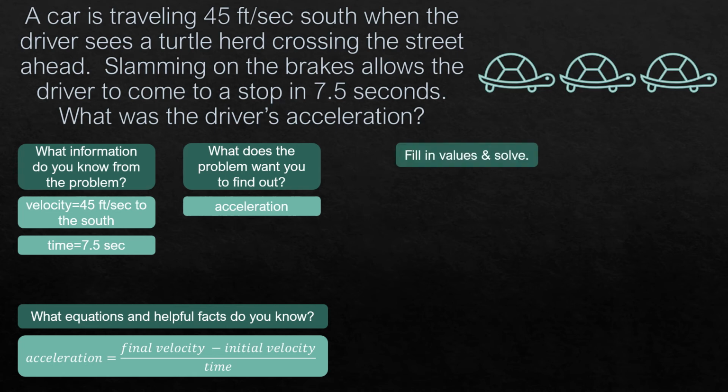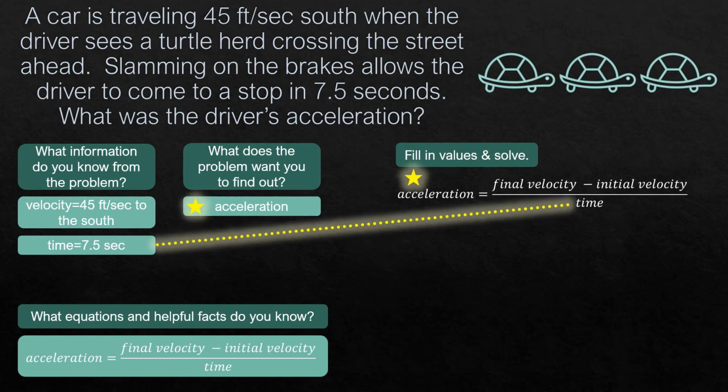So now you're ready to fill in the values and solve. Get your equation. Remember, what is it you want to find out? That's acceleration. That's right here. So that equation can help us. We need time. We have time. Looks good so far. But now we run into a problem. We need final velocity and we need initial velocity, but we only recorded one velocity in our problem.